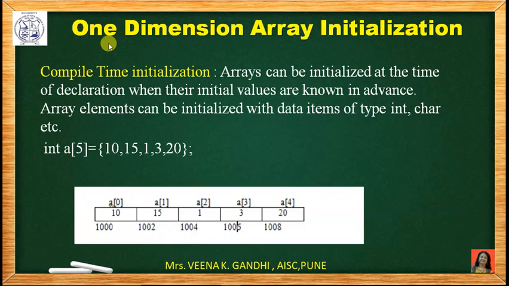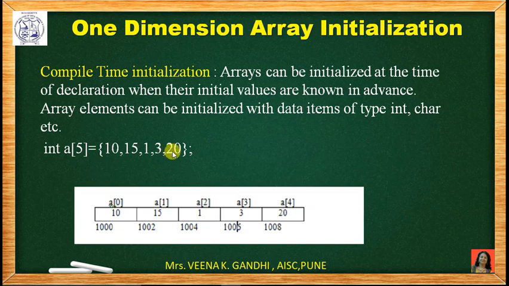Our next topic is how to initialize a one-dimensional array. There are various ways to initialize a one-dimensional array. The first method is compile time initialization, which means arrays can be initialized at the time of declaration when we know their initial values in advance. For example, we declare an array a of int type with size 5 and initialize it with values in curly braces. We are specifying here 5 values: 10, 15, 1, 3, 20.